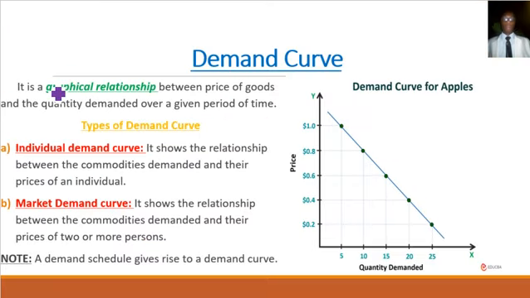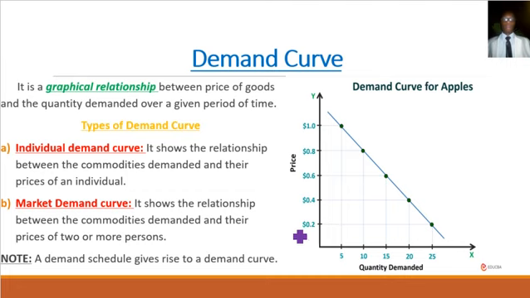So a demand curve is a graphical relationship that exists between goods, prices of goods, and the quantity demanded over a given period of time. And that is exactly what this is talking about, the curve that we have, that is this graph. Now can you see this graph? Here we have prices and here we have quantity demanded.